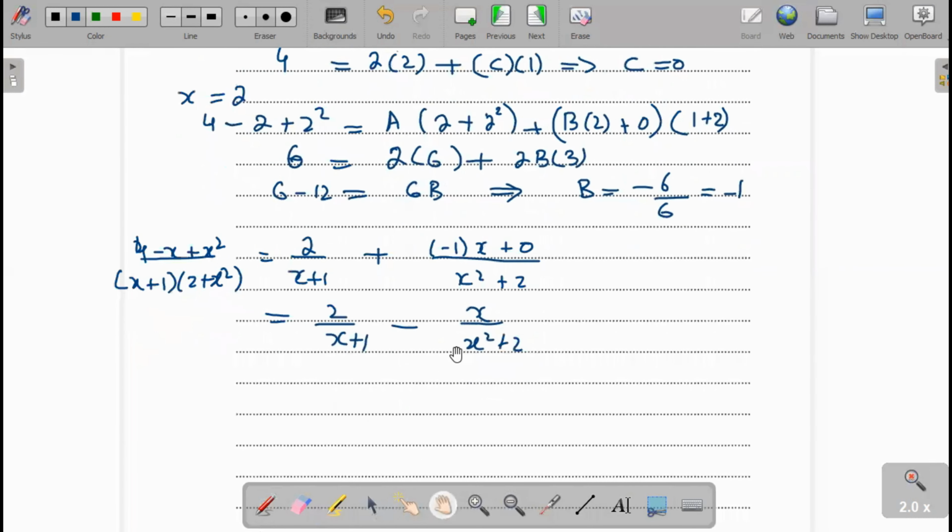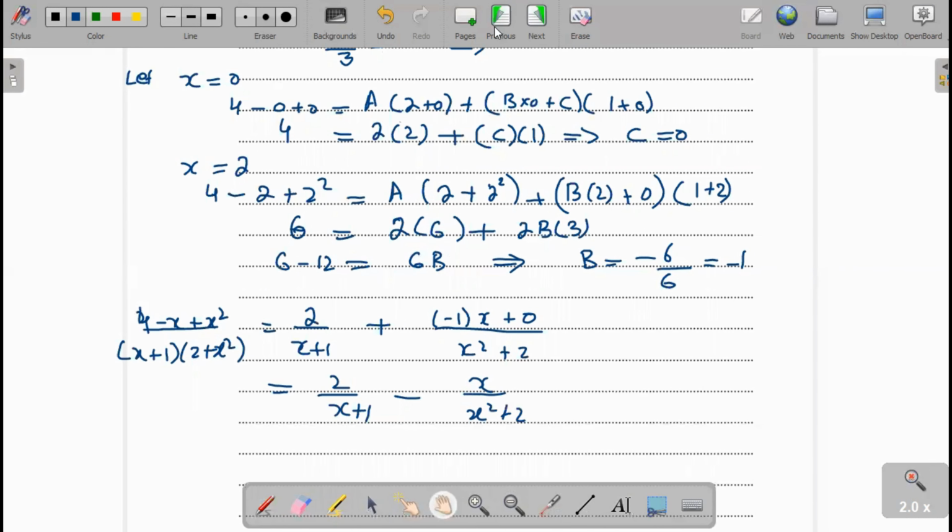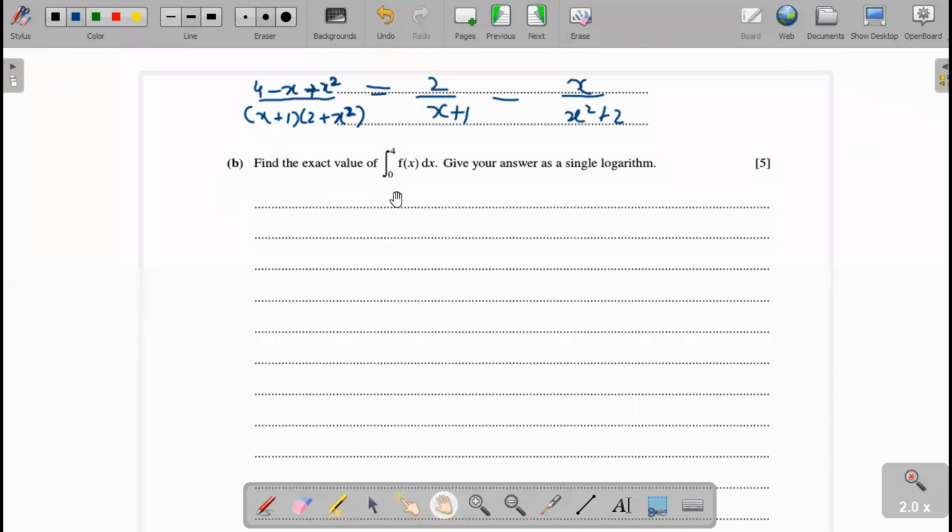Now go to the second part of this question. Part B, find the exact value of integral 0 to 4 f of x dx. Give your answer as a single logarithm. Now you see here, this is the function f of x. Now we take the integration of this function. Now we start it. Here we integrate this f of x, the f of x equal to 4 minus x plus x square over x plus 1 into 2 plus x square.